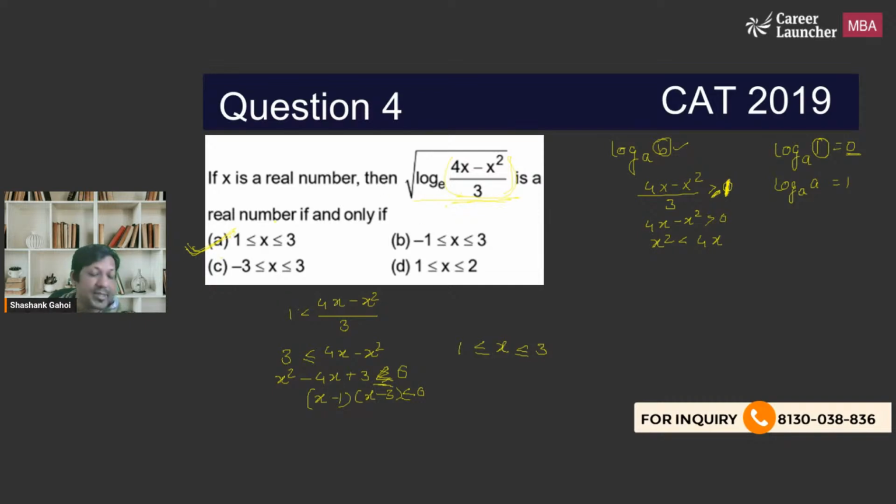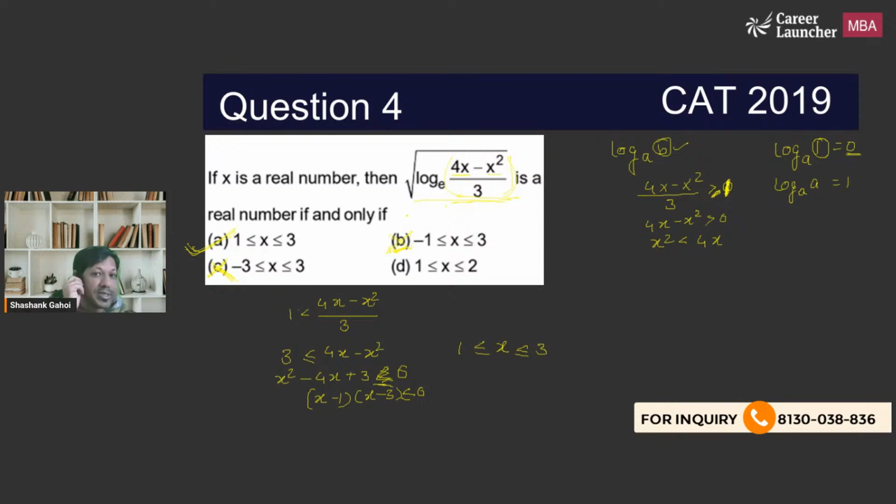So basically, what is the approach that we can take? If I put x equal to 1, so 1 into 4 is 4, 4 minus 1 is 3, 3 upon 3 is 1. So log base e of 1 equal to 0. Right. So that is a value that is defined. Okay. Now, if I'm taking this value as minus 1, so minus 4, minus 1, minus 5 upon 3. That is not defined. So this value is rejected. B is rejected as well as this is rejected. Right. It means it says that x can't be negative.